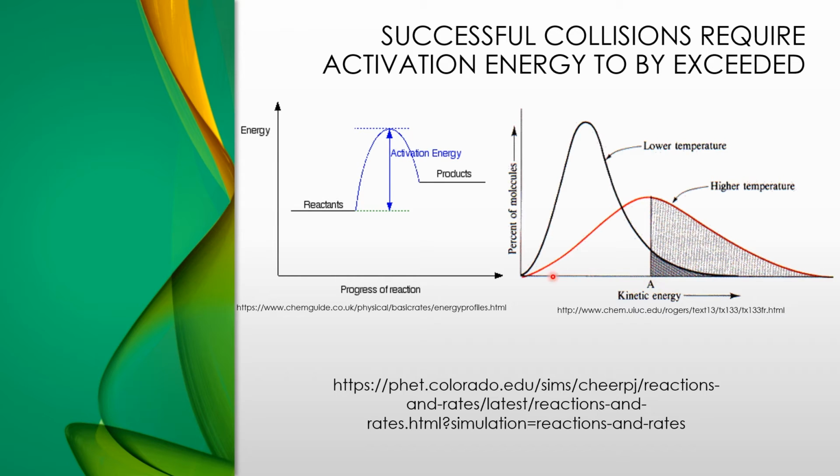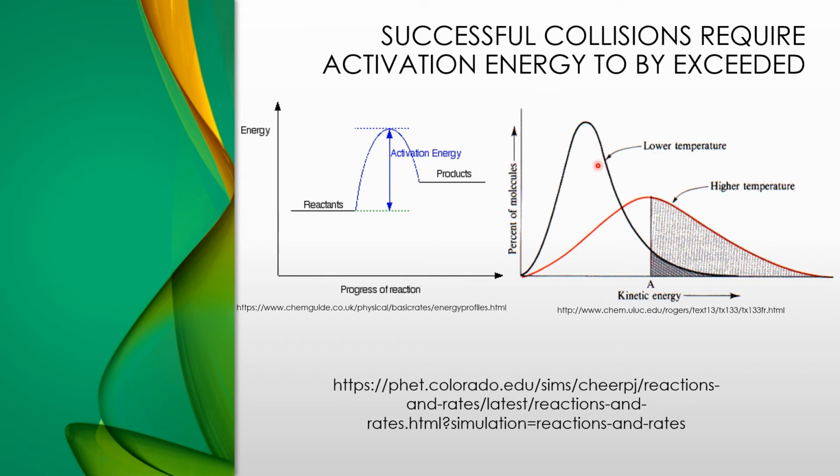So what we can see is that for the red distribution here, for the higher temperature, we have a lot more particles which exceed the activation energy, whereas in the lower temperature graph, we can see that far fewer particles exceed the energy of activation. As a result, the higher temperature set of particles are going to have significantly more collisions which exceed the energy of activation, meaning that those collisions are going to end up yielding successful reactions.